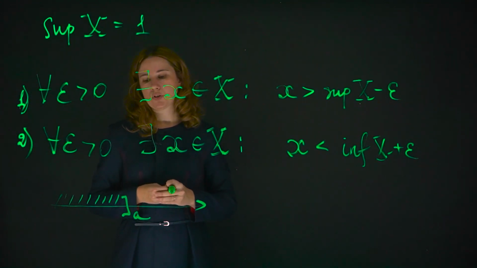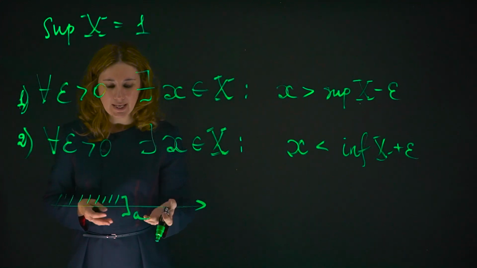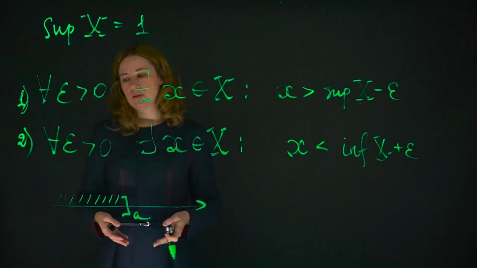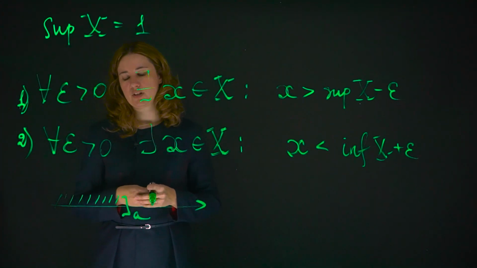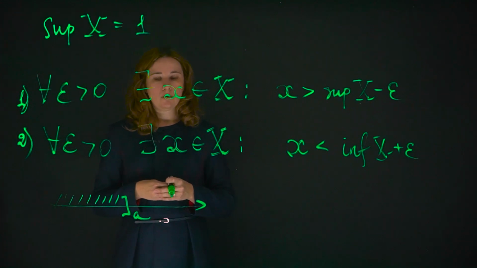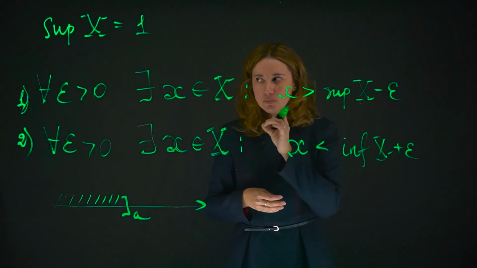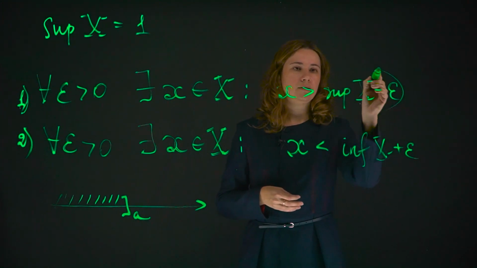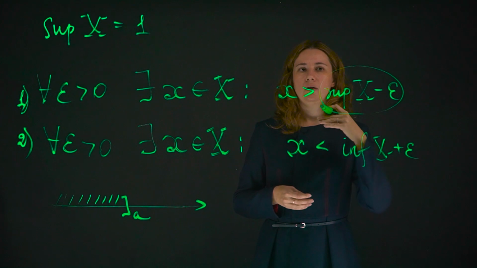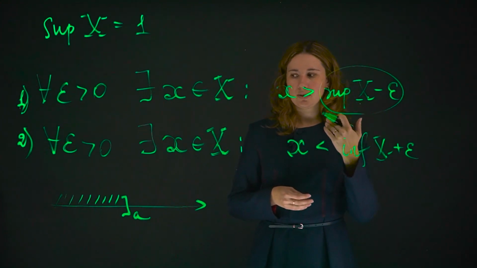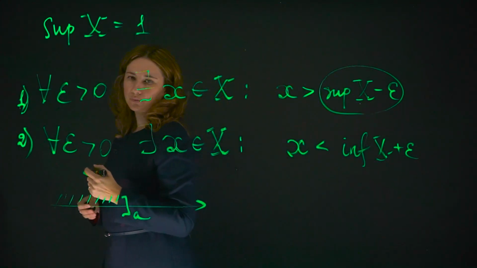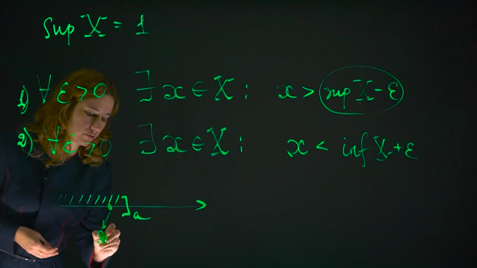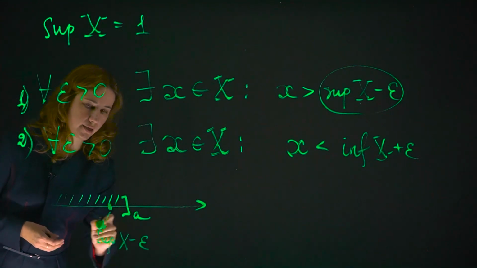Then, of course, here it's obvious that a is the supremum of our set, and moreover, in this situation, a is an element of our set. Now, let's take some small positive epsilon, and consider this value, the supremum minus epsilon. So we need to move back a little bit. So this is our supremum of x minus epsilon.